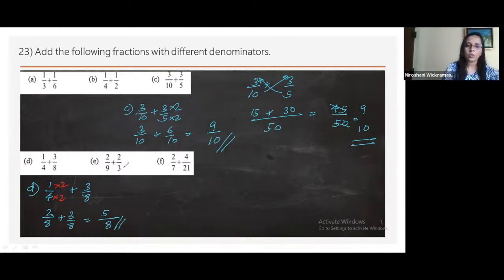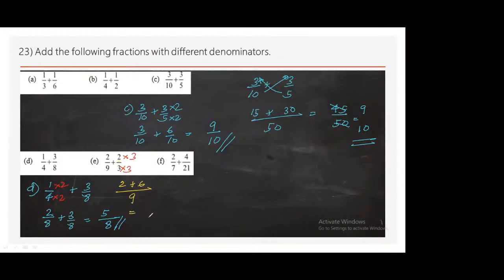And here also, we can equate these denominators. So I will multiply. This is by 3. This is also by 3. Then 2 plus 2 times 3 is 6. Here the common denominator is 9. Here also 9. Here also 9. So what is the answer? 8/9 is the answer here.